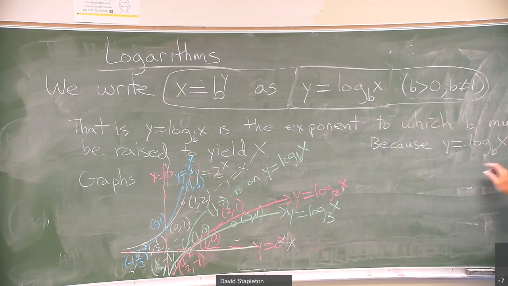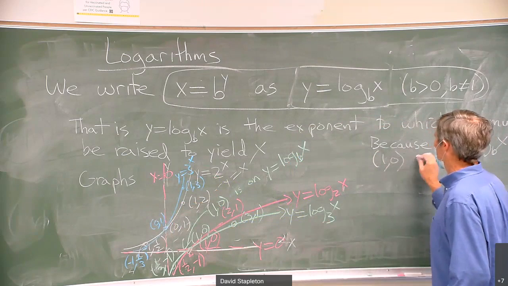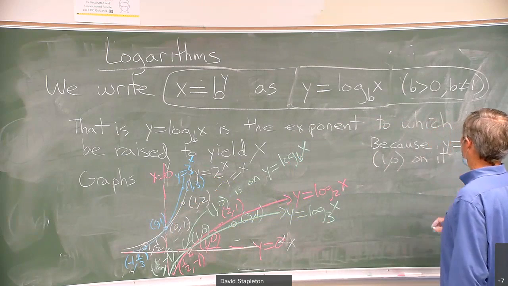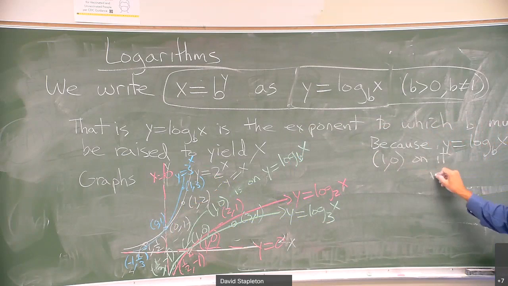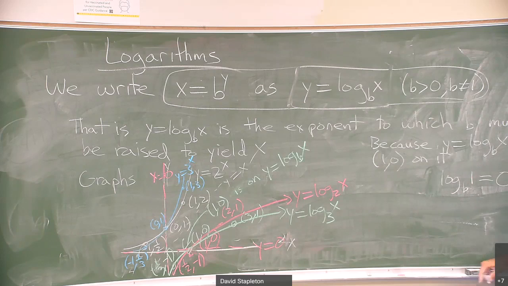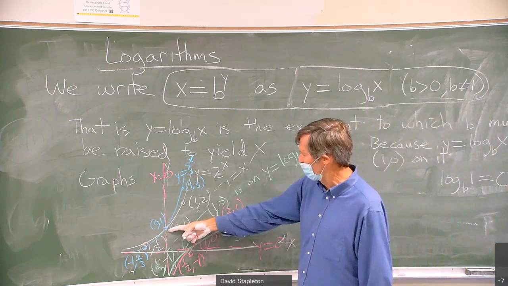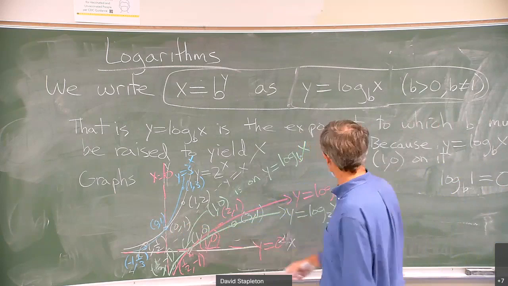Has the point 1, 0 on it. What does that mean? It means if you plug in x equals 1, you get y equals 0. We have that log base b of 1 is equal to 0 for any b. Doesn't matter what the base is, just like for any base of the exponential that went through 0, 1, any base for the logarithm goes through 1, 0.